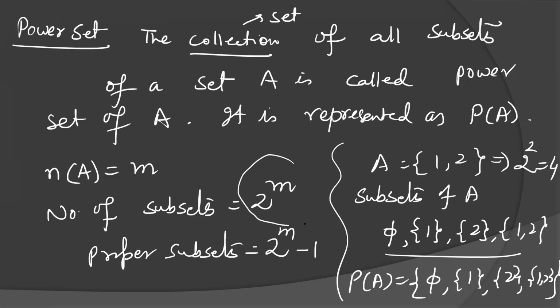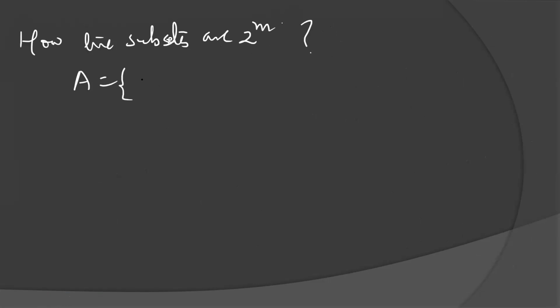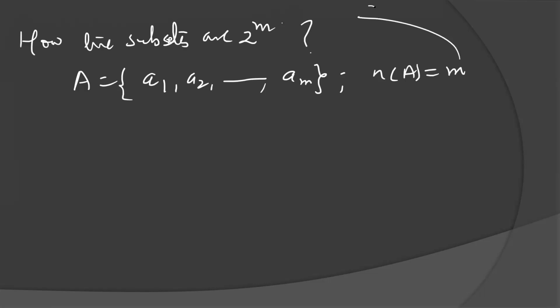Now the question is how it comes to 2 to the power m. Let's see another result for that. If a set A has m elements, A1, A2, up to Am, meaning the cardinality of set A is m, then the number of subsets is 2 to the power m. I am claiming this. What is the proof? First, out of m, I am not taking any element, that is mC0. I am not selecting any element.